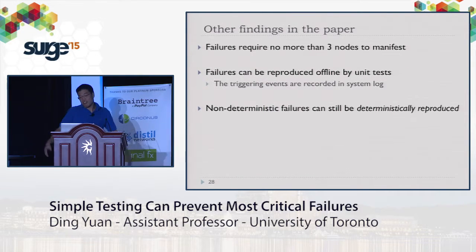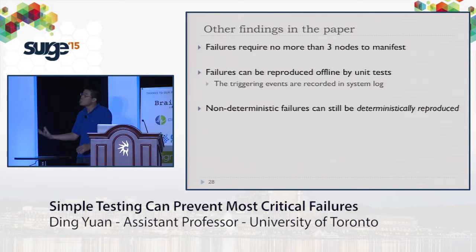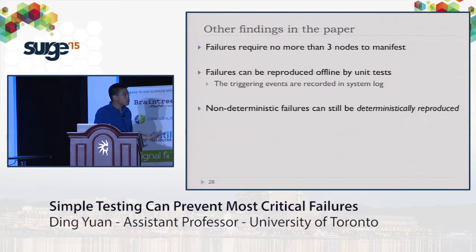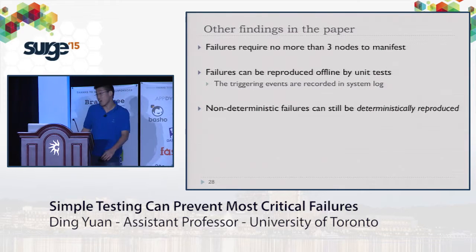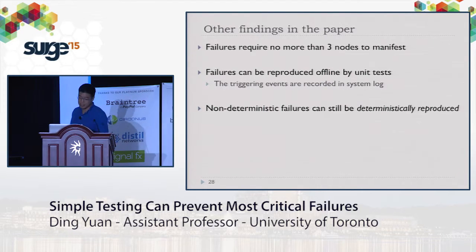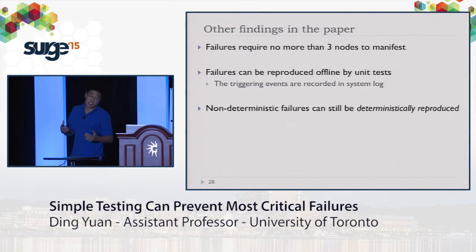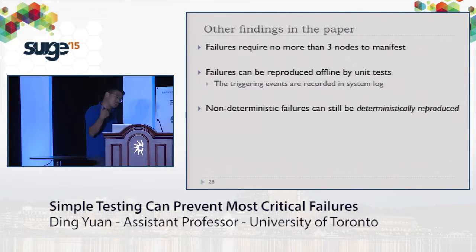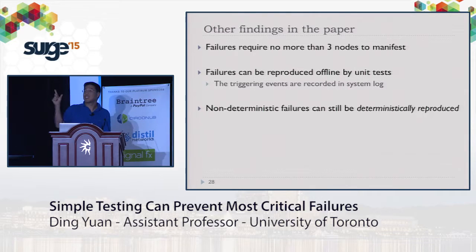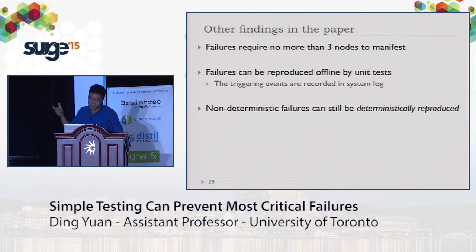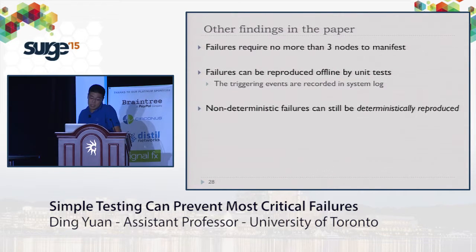And also we found that for this system, they actually have a very strong unit test framework, so all these failures could have been reproduced offline through a simple unit test. For example, for HDFS, in their unit test they could just fire up a thread to simulate the execution of each node, right? And also the failure-triggering events are typically in the system logs. So when you have a failure, by looking at the logs, you could know how to reproduce it.